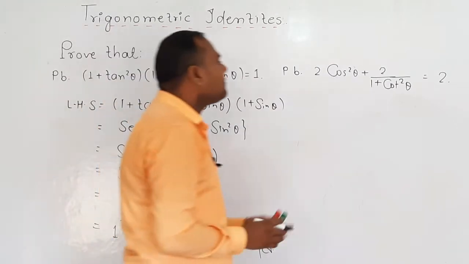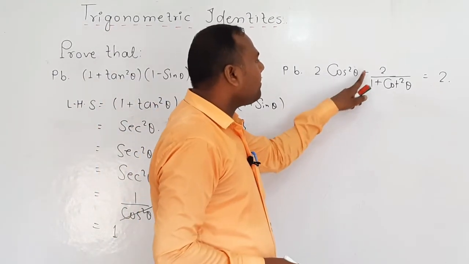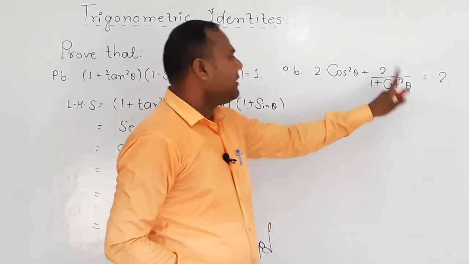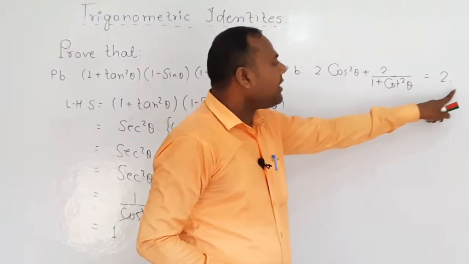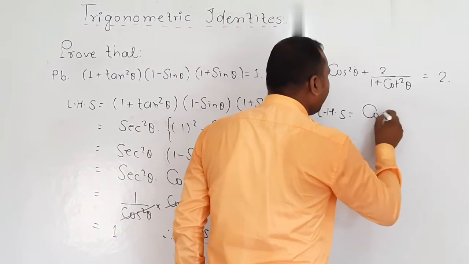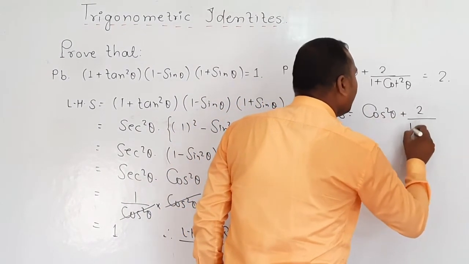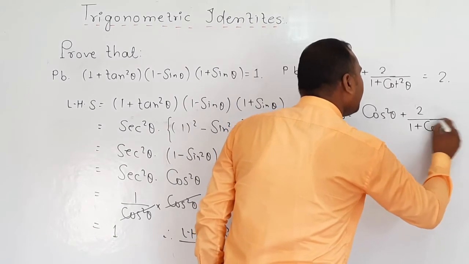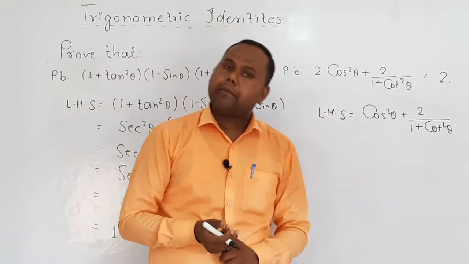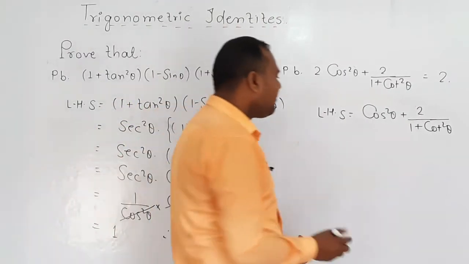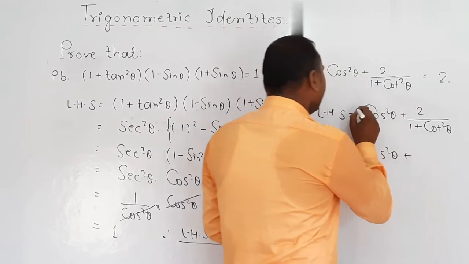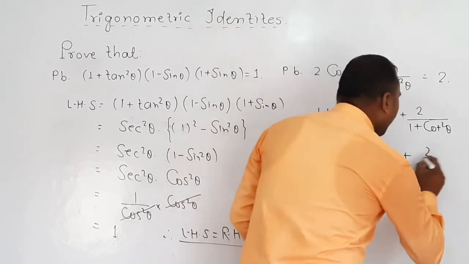And the second one is 2 cos² θ + 2 upon 1 + cot² θ will be equal to 2. We have to prove this. This is the LHS part and this is the RHS part. Hence, LHS will be equal to 2 cos² θ plus 2 upon 1 + cot² θ. We have to always remember some formulas while solving this type of identities.